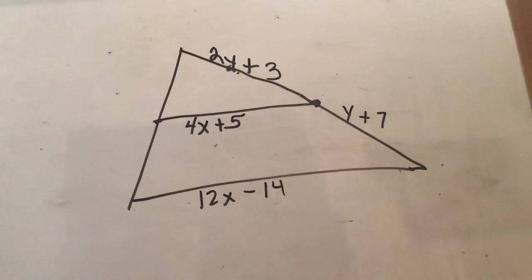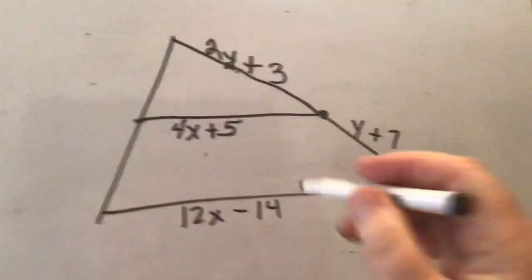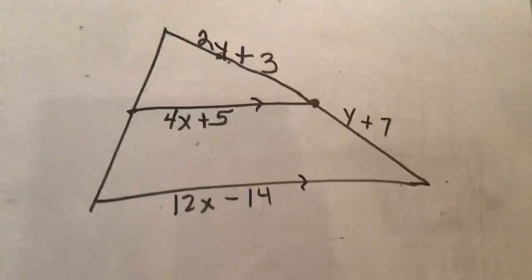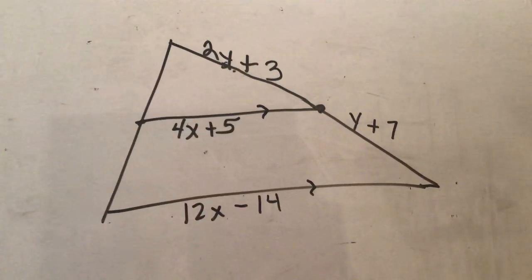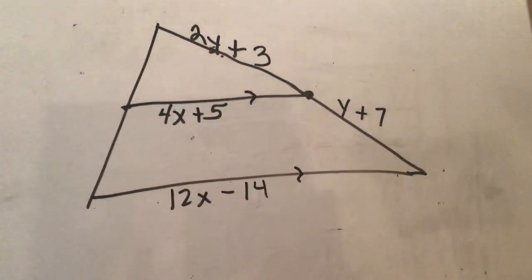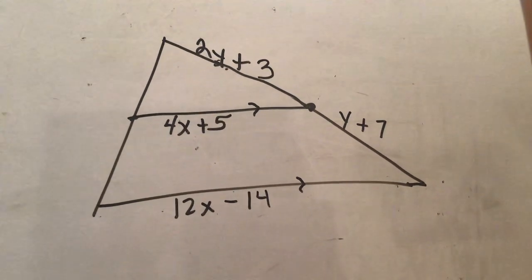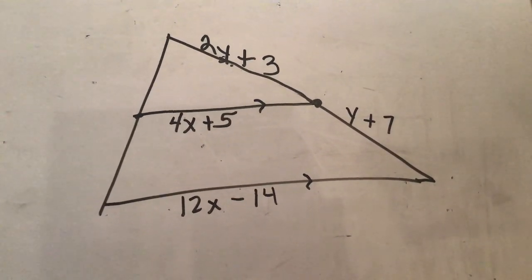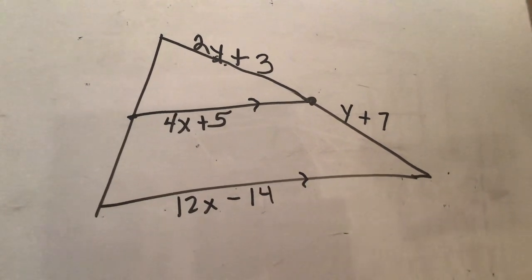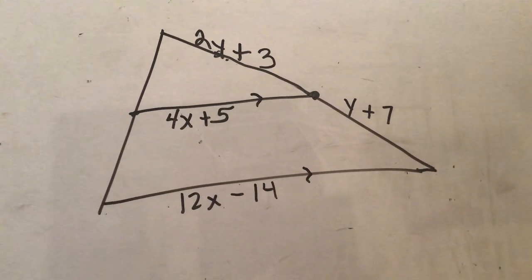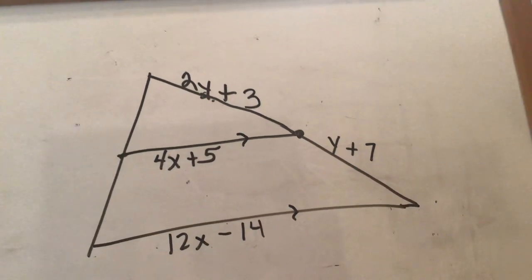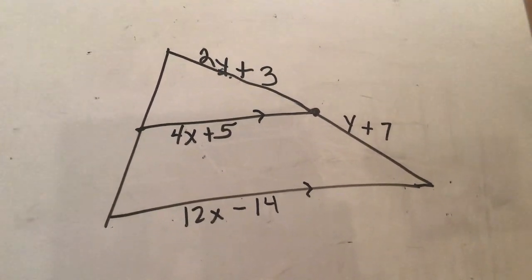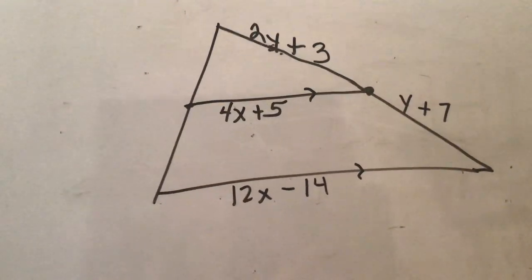So the way I would know this is if the picture says that this is parallel to this, then you know that those are the midpoints. It's a distorted picture because it certainly doesn't look like it's the midpoints, but we're going to say it is.